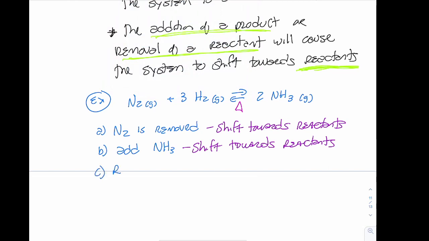Let's say we remove ammonia. Now I don't have enough on this side because I removed some, so I need to shift towards it.